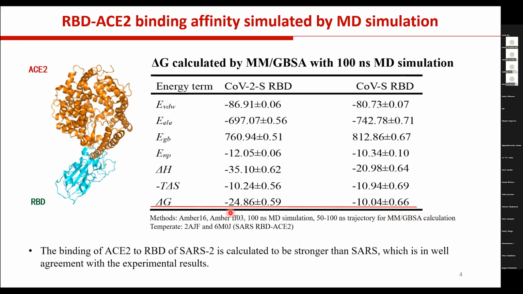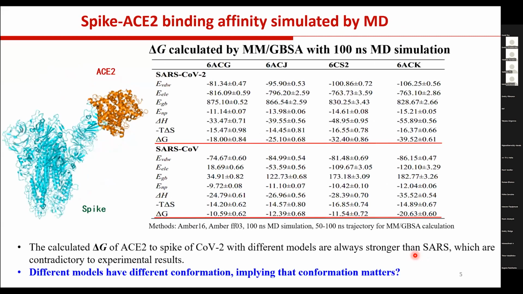The result showed that the predicted binding free energy shows the binding between SARS-2 RBD and ACE2 is much stronger than SARS. So this result is in good agreement with the experimental results. And then we moved on to the full-length spike protein system.